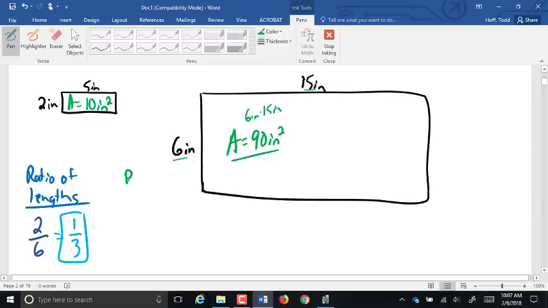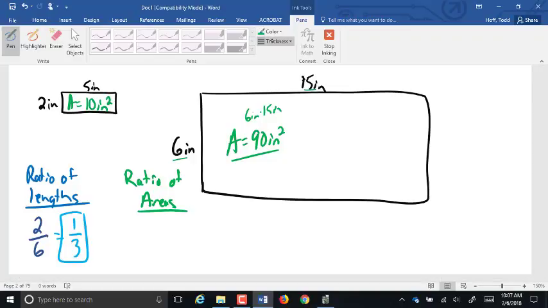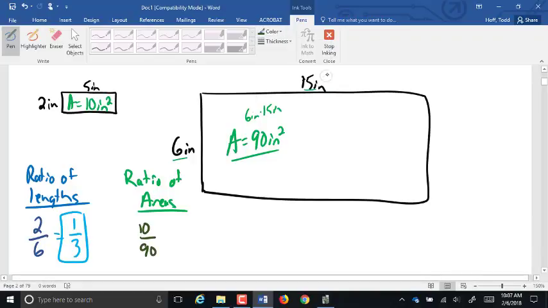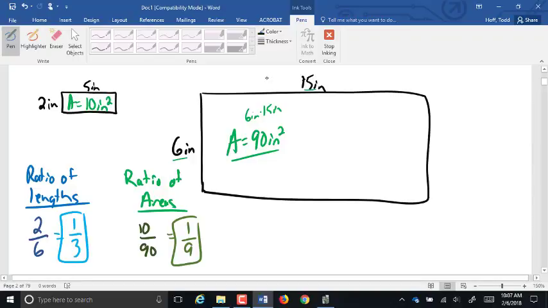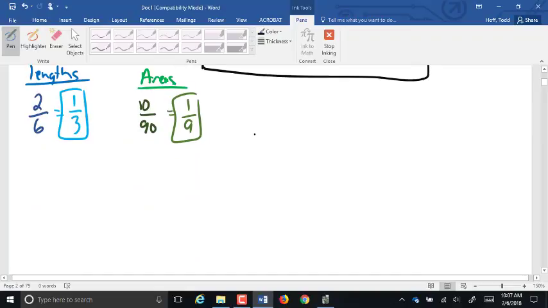That ratio of areas is different. The ratio of areas, if I write it out, it's 10 inches squared to 90 inches squared, or reduces to a 1 to 9 ratio. They're not the same. Well, let's take a look at another figure and see if we can find a relationship here.